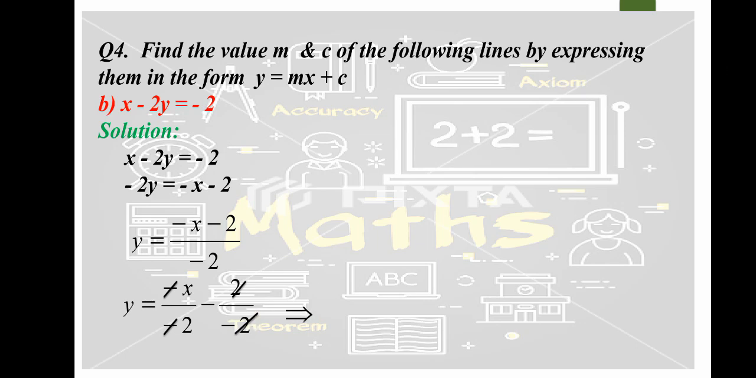So the remaining equation will be y is equal to x over 2, and now the negative sign in the denominator and the sign between these two terms, minus, will be multiplied. Minus minus is plus, so the sign we will write in between is plus. So x over 2 plus 1. Now the coefficient of x is m and the constant number is c. So according to that, m is equal to 1 by 2 and c is equal to 1.